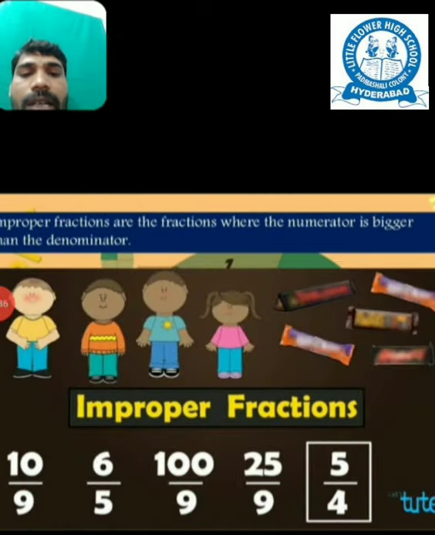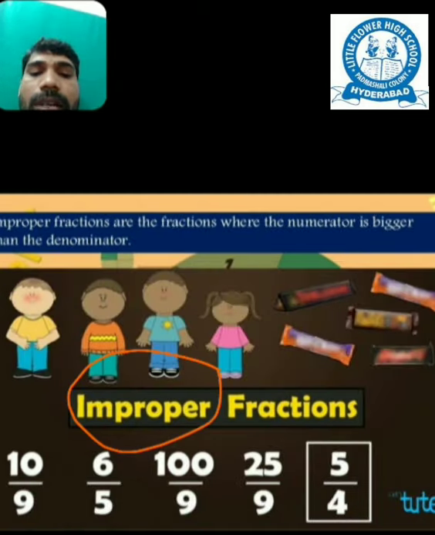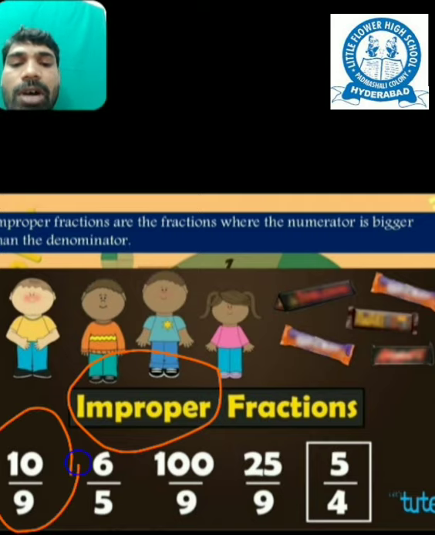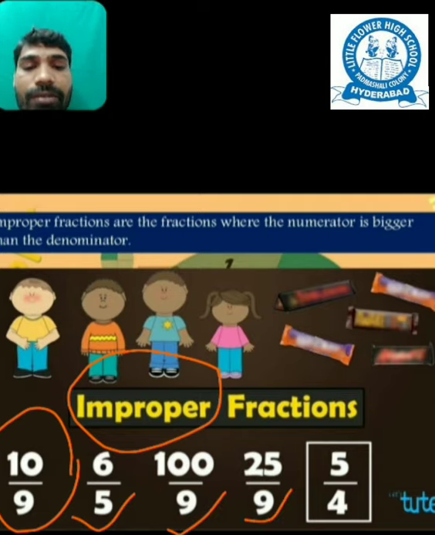Improper fraction. You can understand the word improper to mean the parts are more than the whole. See here, the denominator is smaller and the numerator is greater. See 10 by 9, 6 by 5, 100 by 9, 25 by 9 and 5 by 4. These are examples of improper fractions, where the numerator is bigger than the denominator. So this is about proper and improper fractions.